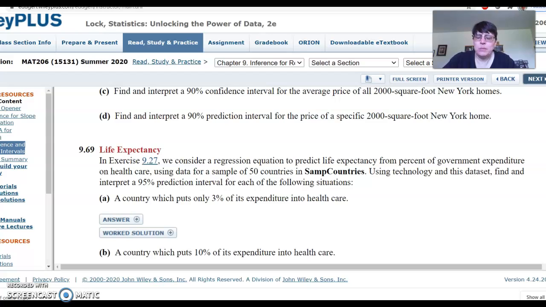Hello, Math 206 students. Some people have expressed that this problem was very hard in the homework, and since we really haven't gone over R or Minitab, I'm going to show you how to use Excel to solve the problem.